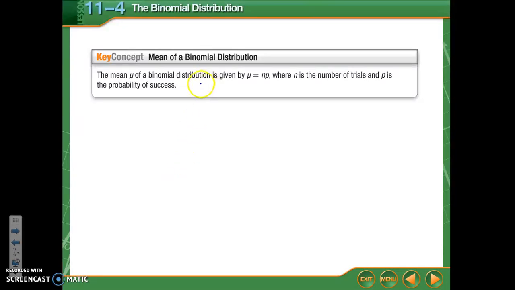All right, and last but not least in this section, one last formula, the mean of a binomial distribution. So the mean, this is the Greek letter mu, of a binomial distribution is given by mu equals n times p. Again, n is the number of trials, and p is the probability of success. So if they ever ask you to calculate the mean of a binomial distribution, you take your number of trials times the probability of success, and that would be the mean. We'll see if we can do some of those in class.